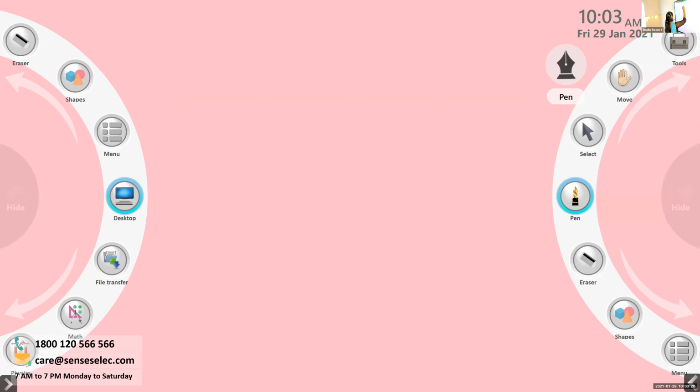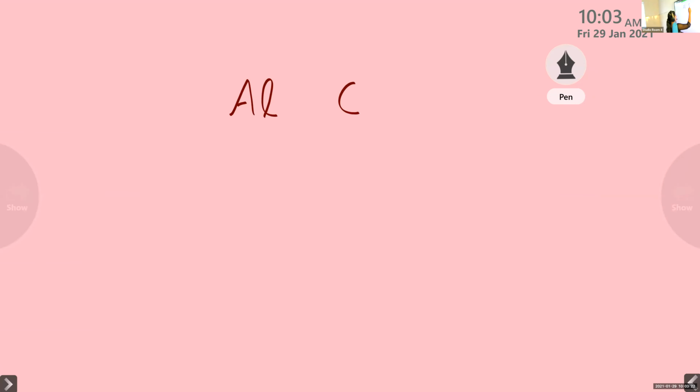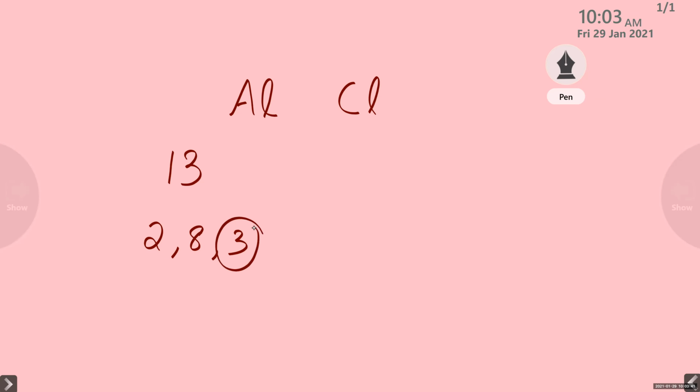Okay, so Al and Cl. In the case of aluminium, atomic number is 13. So what about the electron distribution into different shells? 2, 8, 3. So the valency is? 3. Yeah, 3 is the valency.